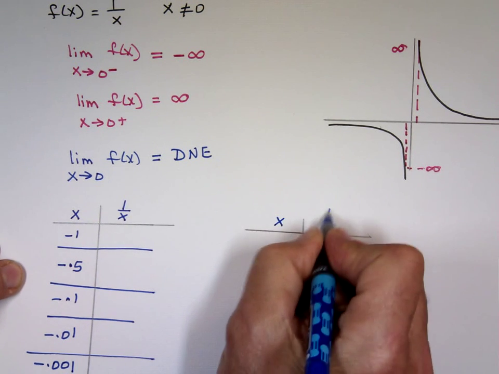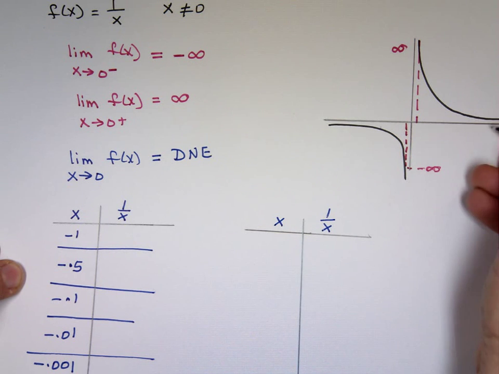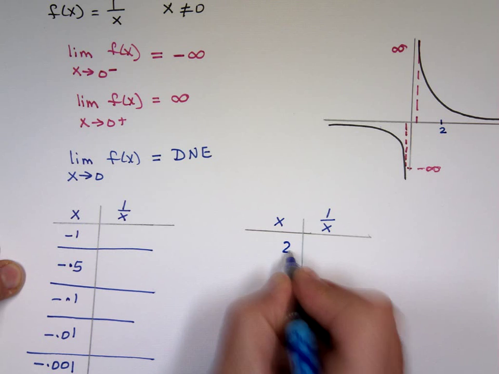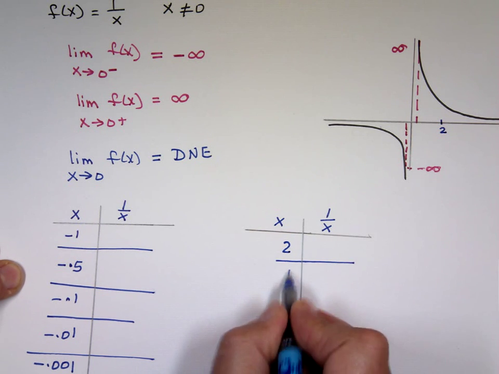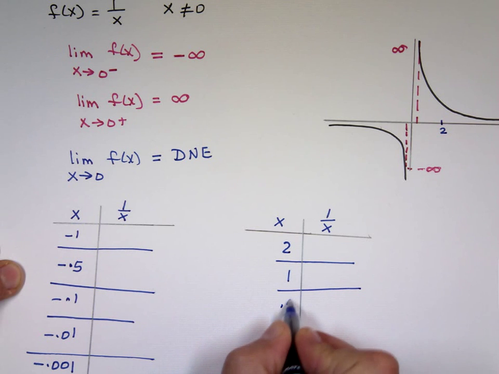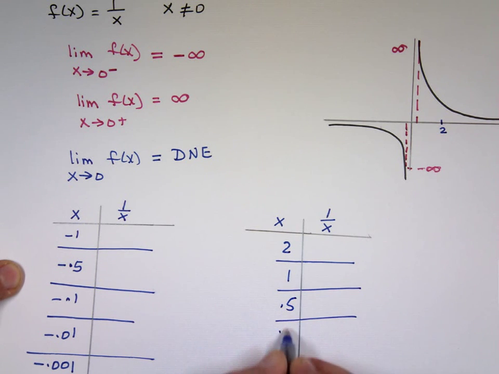Let's look at it from the right side, from this end. We'll start with 2 here. Get to 1, get closer to 0. 0.5, 0.1, 0.01, 0.001.